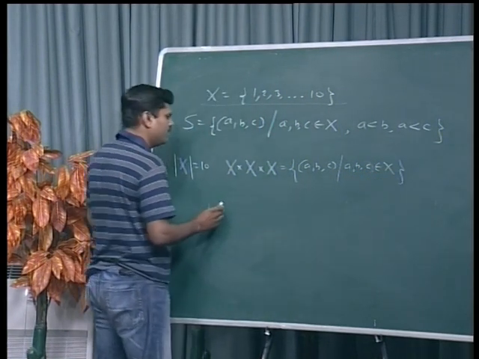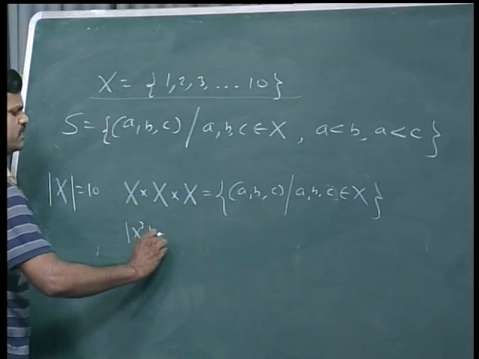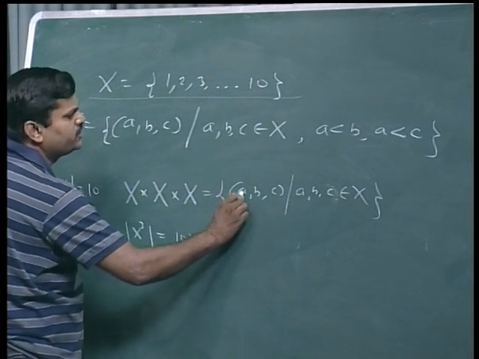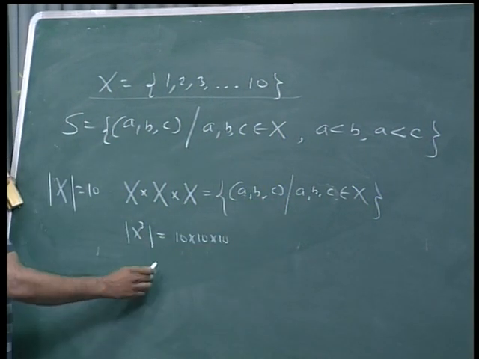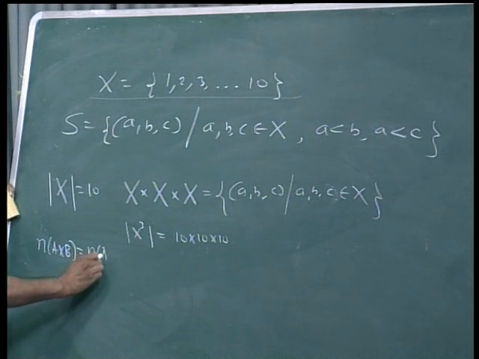Then how many elements are there in X cross X cross X? That is X cube. There are 10 into 10 into 10, because for each of these we have 10 possibilities. You know that formula for the number of elements in A cross B: n of A cross B is given by n(A) into n(B).